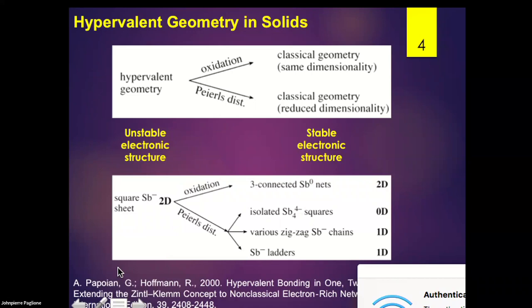And then in this paper, what Professor Roald Hoffmann said is, if you look at a hypervalent geometry, we consider this one as an unstable electronic structure. If we want to make it a relatively stable electronic structure, we have two ways. One is to lower the geometry, so reduce the dimension, from the higher dimension to lower dimension, and it will become more stable. Or if we want to keep the same dimension, then we need to oxidize or reduce, so we either add electrons or reduce electrons to make it stable.